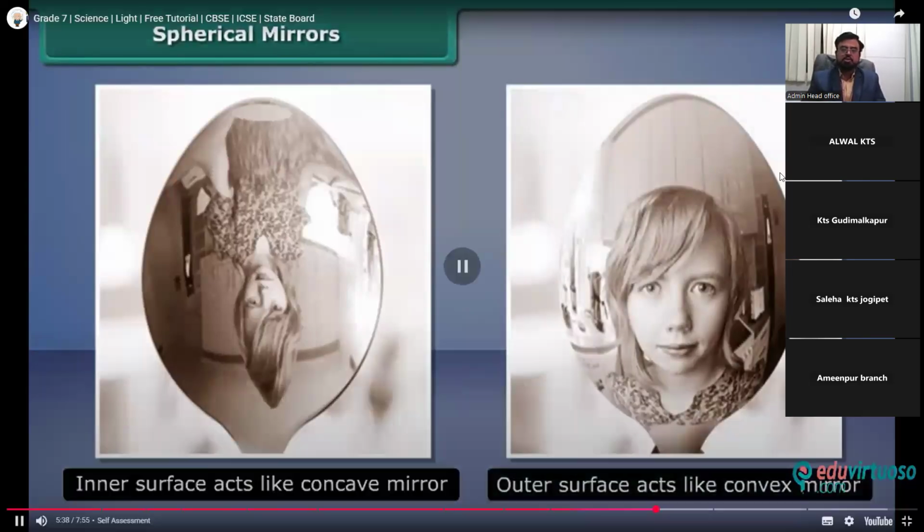See here, the spoon. When you take the outer surface for reflection versus the inner surface: if you keep your face in front of the inner surface, it looks like this, reversed. If you see the outer surface, it's like real. Go and check immediately. Suppose you have a spoon in your lunch box, during lunch also you can see clearly. So the inner surface of the spoon will give the reverse. Your image looks reversed, whereas the outer surface of the spoon looks erect. This is called erect, that is called inverted. So the spoon acts as both concave and convex mirror.